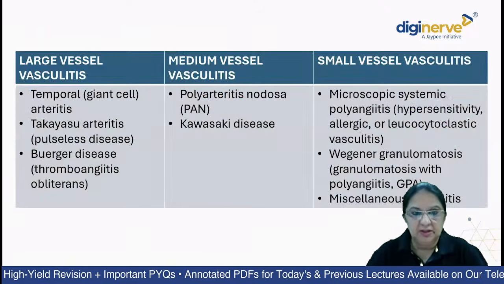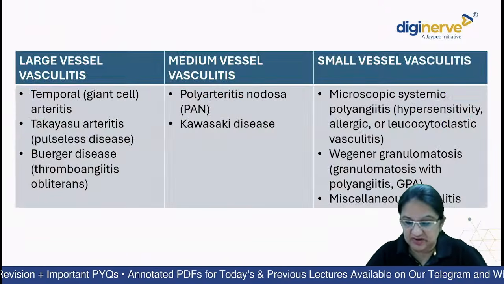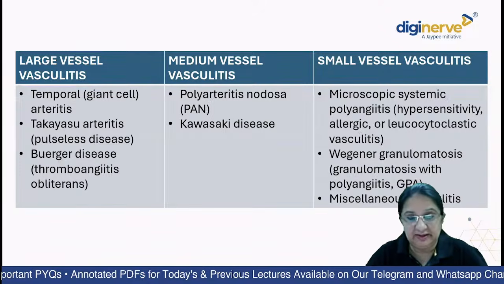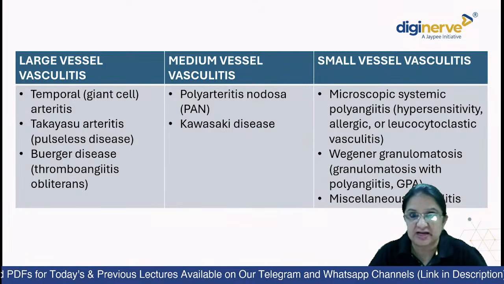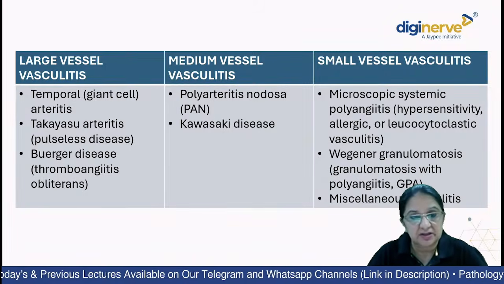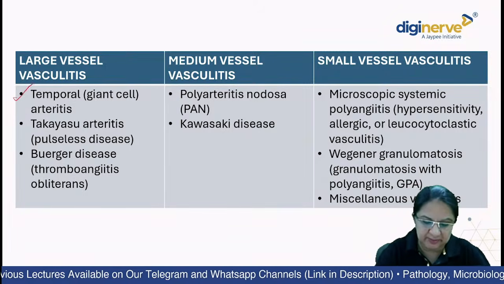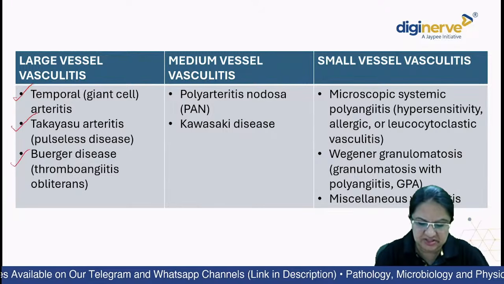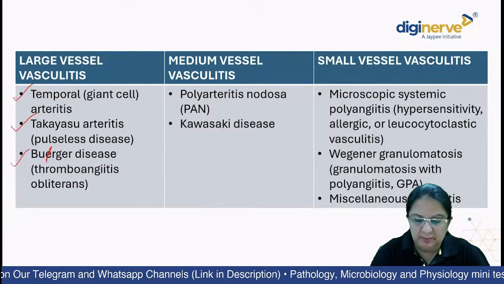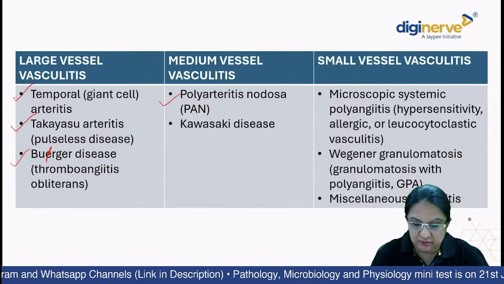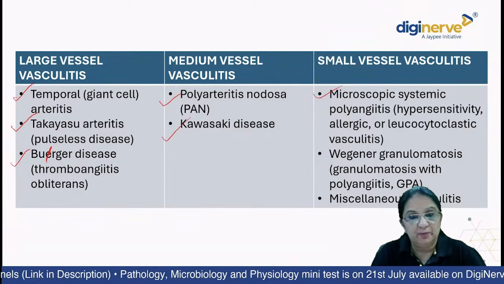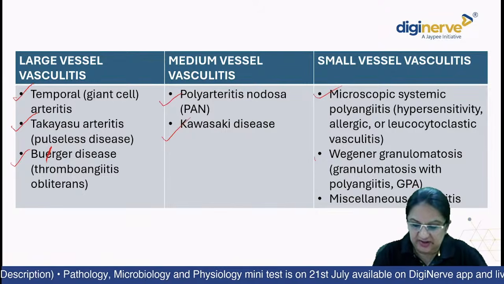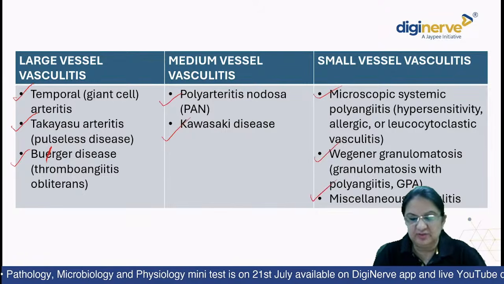All right. Now, coming to vasculitis. Vasculitis, we all know we've divided into large vessel vasculitis, medium vessel vasculitis, and small vessel vasculitis. The examples I've listed down: temporal, Takayasu, Buerger's disease. Medium vessel is polyarteritis nodosa, Kawasaki's disease. Small vessel, you see microscopic polyangiitis, you see Wegener's, you see miscellaneous.